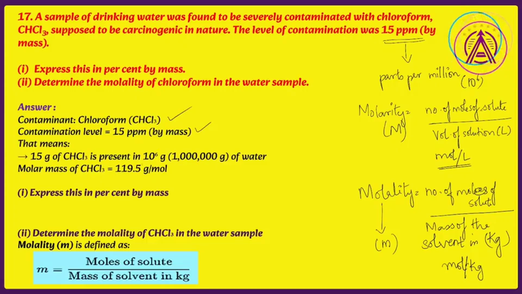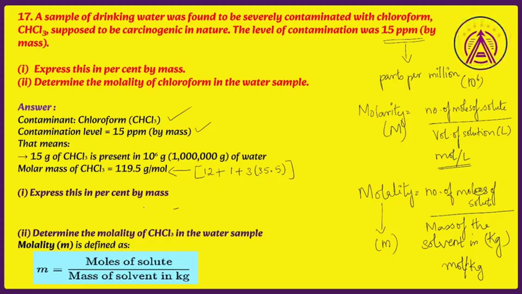Okay. Molar mass of chloroform, how can we find out? Molar mass of chloroform is very easy to find out. See, we have 1 carbon, so 12 plus 1 hydrogen, 1 plus 3 into 35.5. So we end up getting 109.5 grams per mole. Okay.